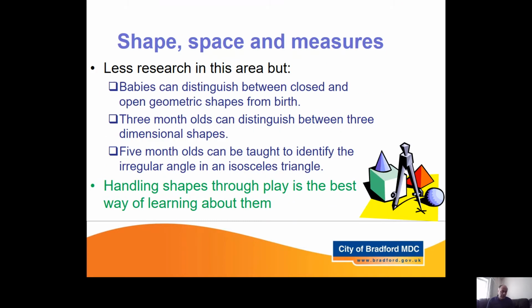Shape, space and measures, there's less research in this area, but still some remarkable things have been found. Babies can distinguish between closed and open geometric shapes. 3-month-olds can distinguish between 3-dimensional shapes, and 5-month-olds can be taught to identify the irregular angle in an isosceles triangle. Amazing. Why would you bother? But it's there, and it's been done by researchers. But handling shapes through play is the best way of learning about them still.